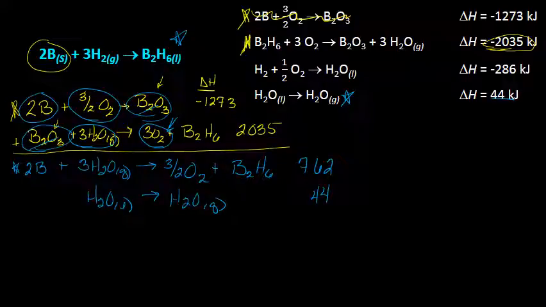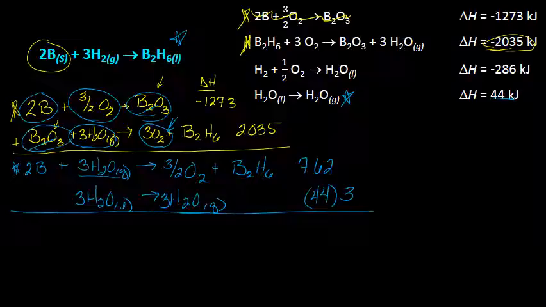Am I ready to add these two equations together? You're right, I can't, because I have 3 gaseous waters here, but only 1, so they won't subtract. What am I going to do now? You're right, I need to multiply this equation by 3. Don't forget to multiply your enthalpy value by 3 also. Now I can add these guys together. Pause the video. See how you're doing with adding them together.